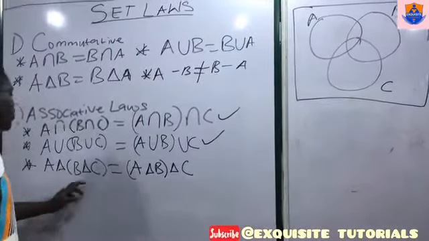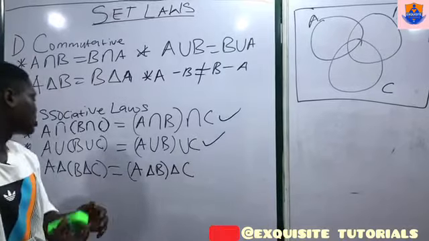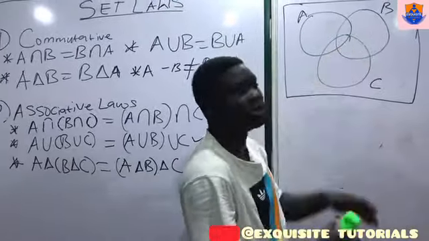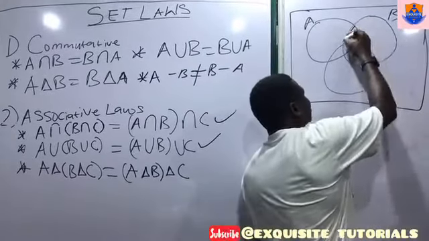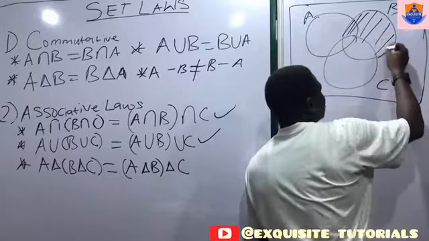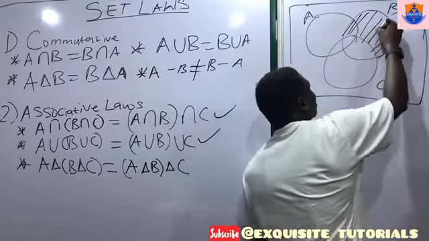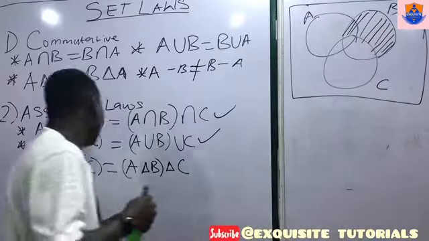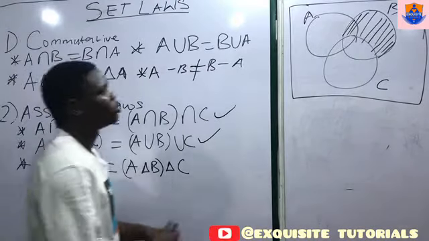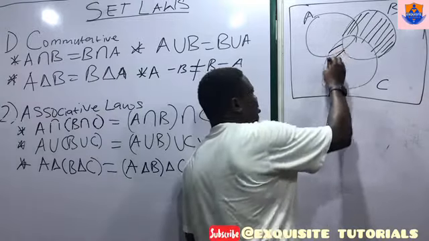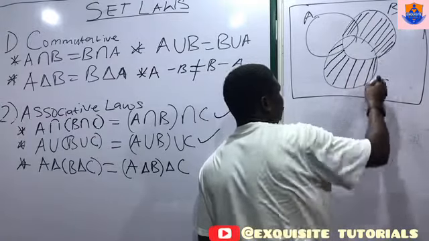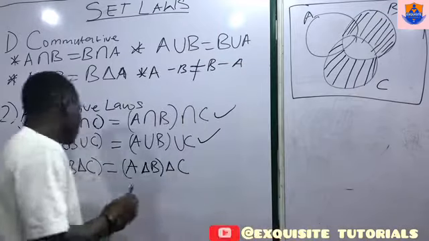So basically, B symmetric C are those elements that are in B but not in C. So it includes this part, those elements in B but not in C. So these are the elements that are in B but not in C. Then adding it up with those elements in C but not in B. So these are the elements in C but not in B. So we have gotten B symmetric C.